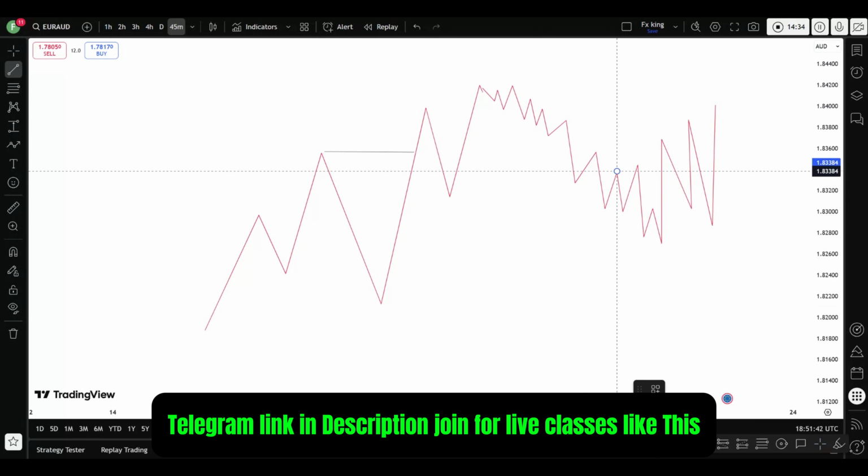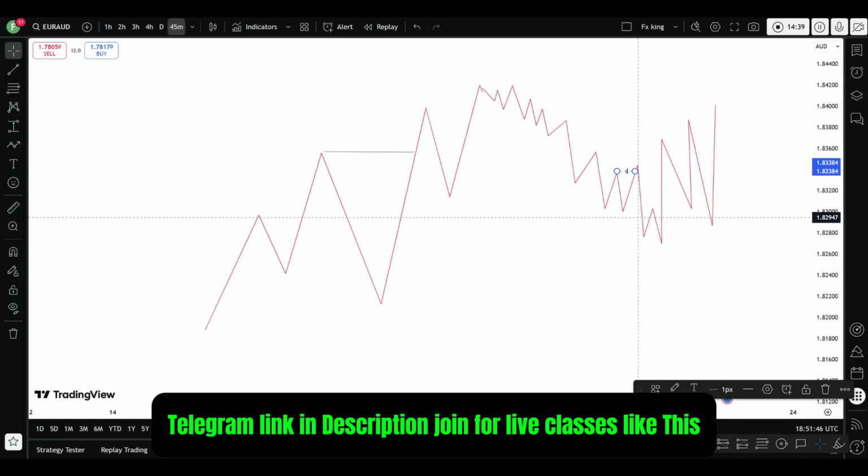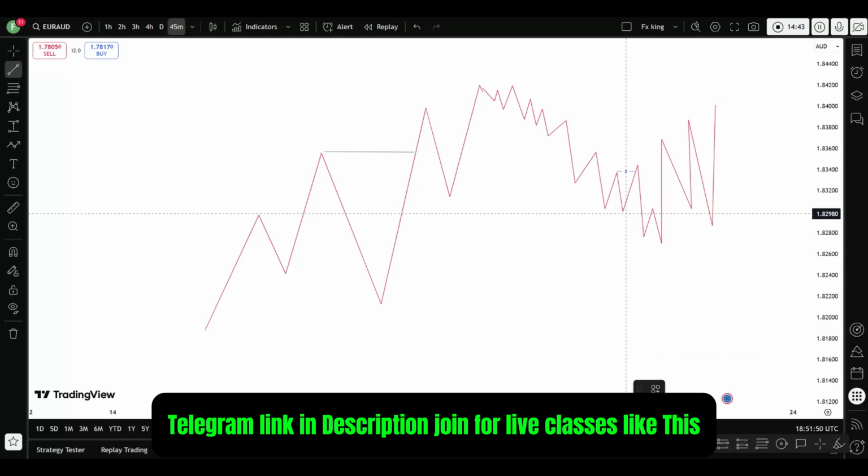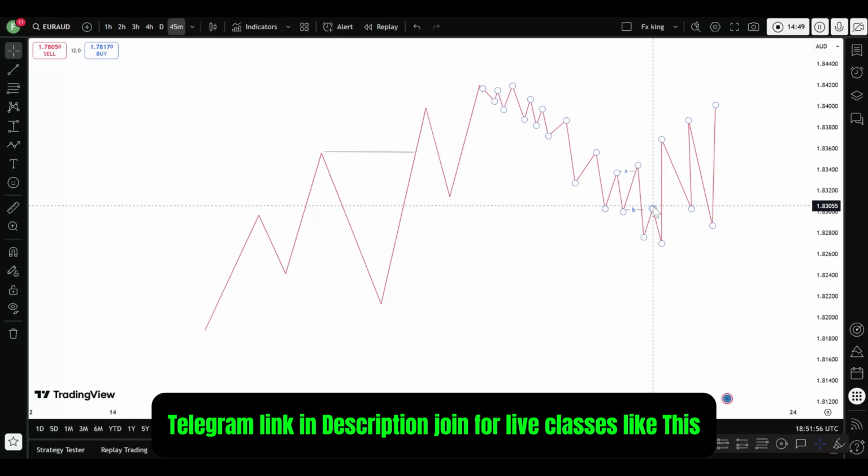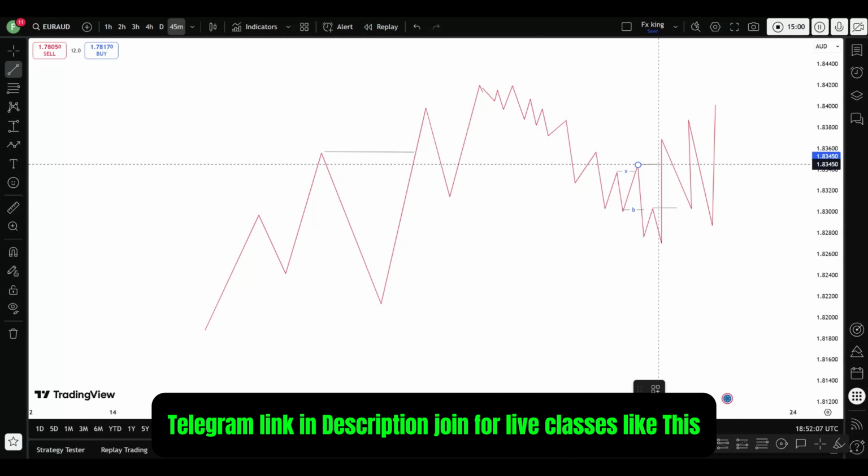here I had my inducement, right? This inducement got taken out. I had my break of structure here. This break of structure was valid and I had an inducement here. So I had a trade. This was where I had the inducement, and I had this high here. This was my protected high.